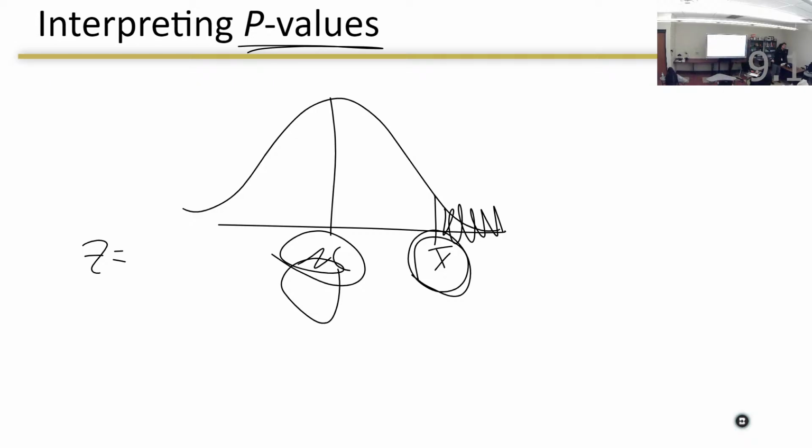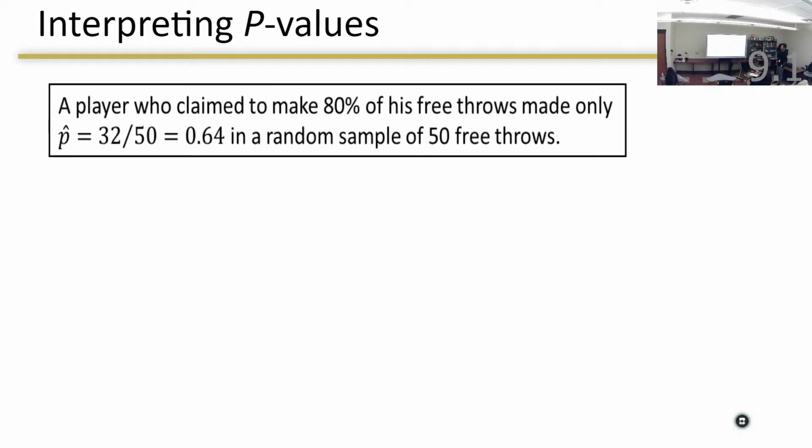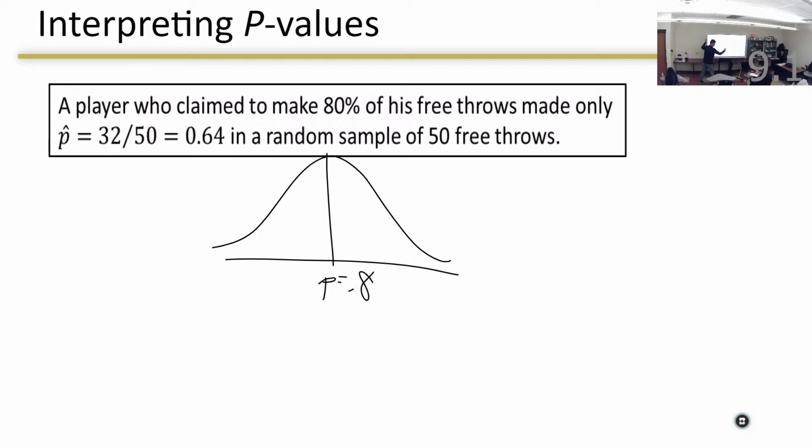Let me give it to you, textbook definition. I just did this right here, right? A player who claims to make 80% of his free throws only made 64. 64 looks like a whole lot less than 80, but we have to figure out how many standard deviations away it is. Is this giving me some evidence they're lying? Yeah. In fact, 64 is pretty far away from 80, but I don't know if it's far enough. We have to show that statistically.